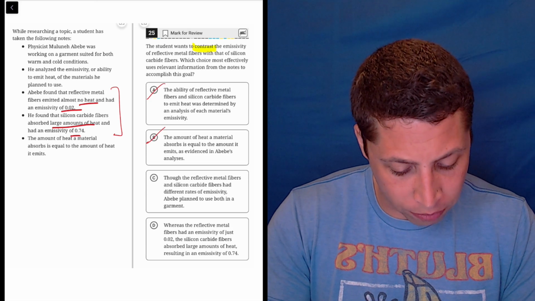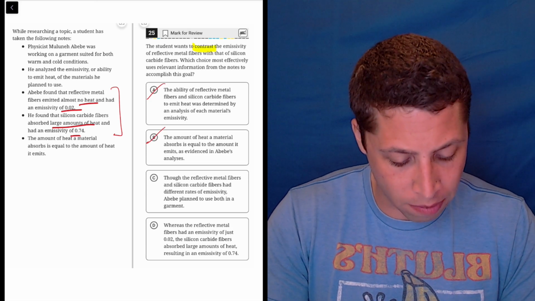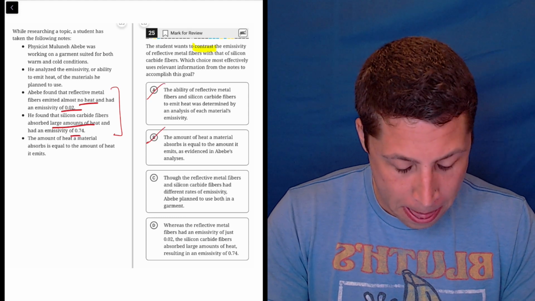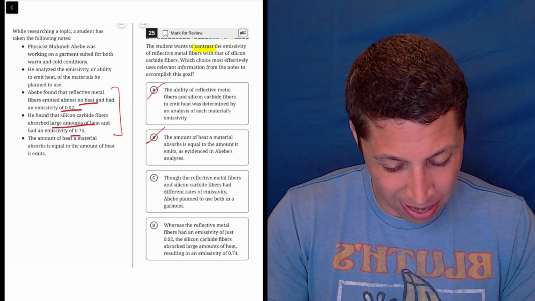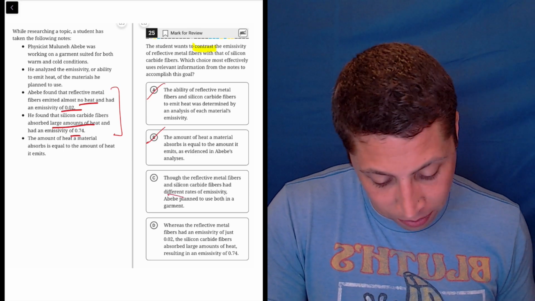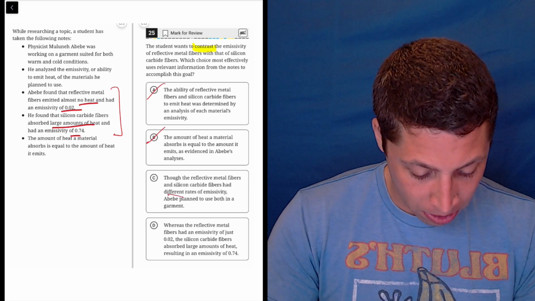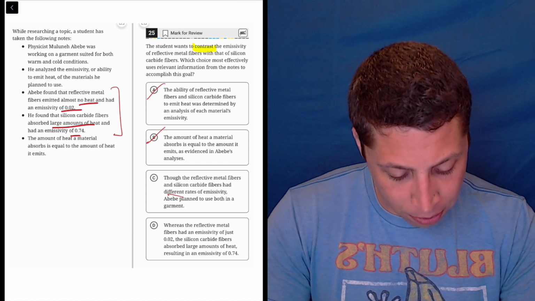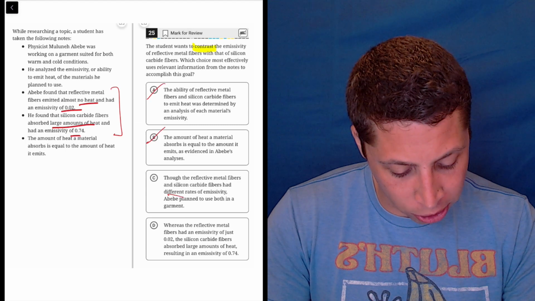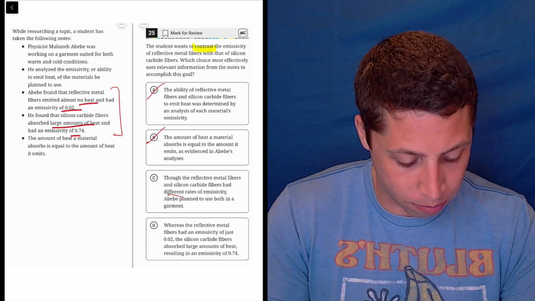C, though the reflective metal fibers and silicon carbide fibers had different rates of emissivity, this person planned to use both in a garment. Okay, maybe. I mean, it says that they're different, so maybe that's fine. I don't know. I'd love it to be more specific, though. D, whereas the reflective metal fibers had an emissivity of just 0.02, the silicon carbide fibers absorbed large amounts of heat, resulting in an emissivity of 0.74.